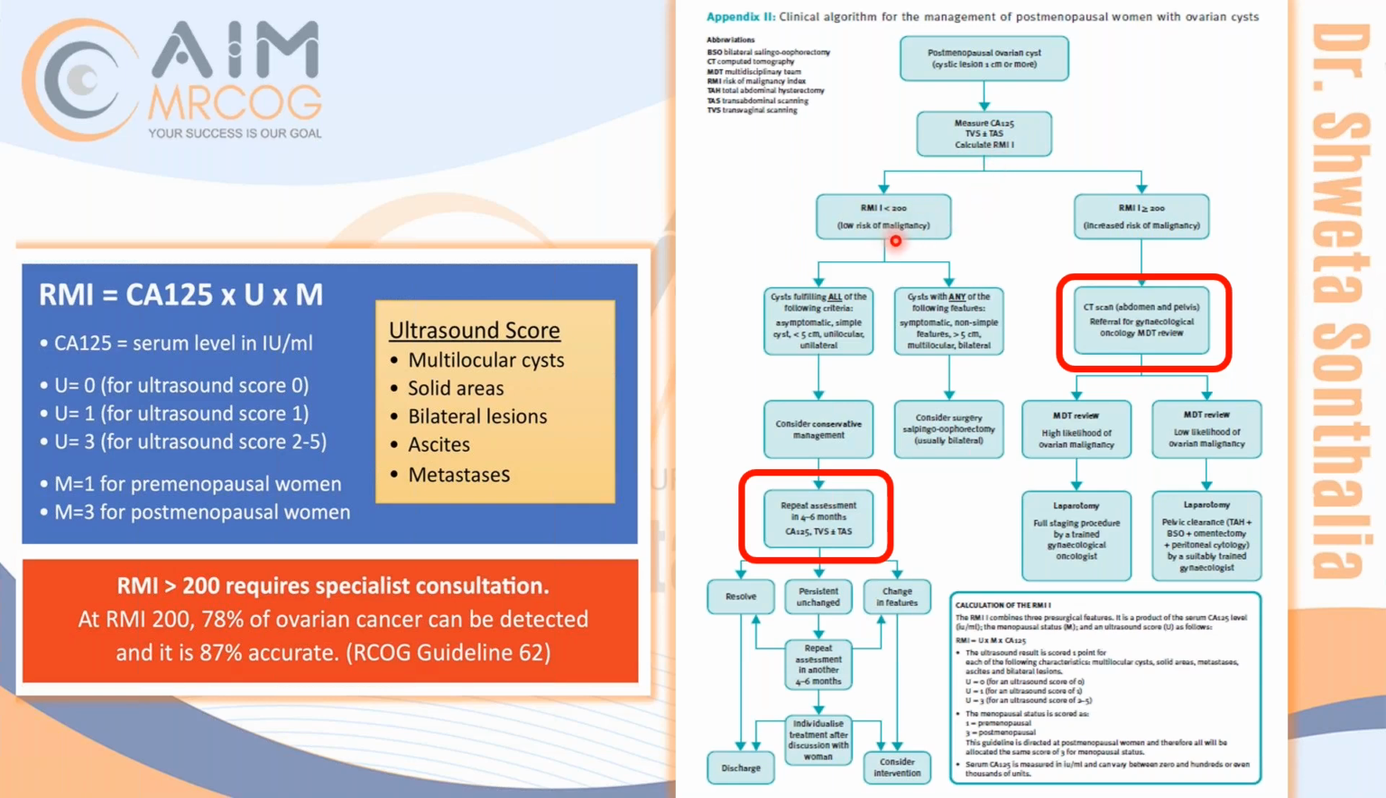If it is less than 200, she is low risk of malignancy. That doesn't mean that with low risk of malignancy you can't operate. You can operate on them if these criteria are fulfilled. So in the third question, she was having a multilocular cyst, and a cyst of more than 5 centimeter. So it doesn't matter that her RMI is less than 200. You are going to operate, and what you're going to do is bilateral salpingoophorectomy, and usually it will be laparoscopic. So usually bilateral and usually laparoscopic.